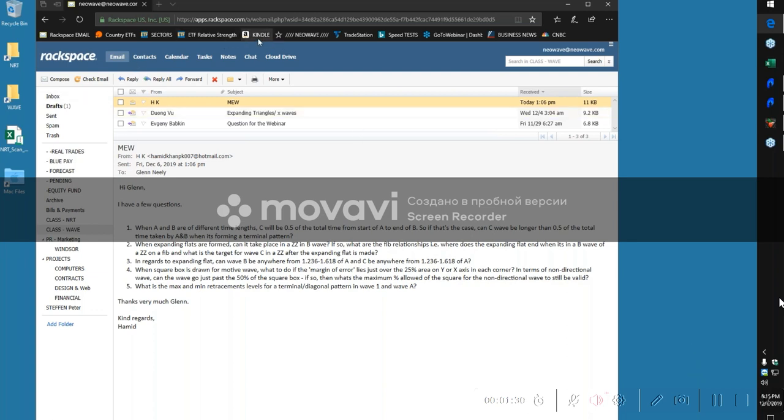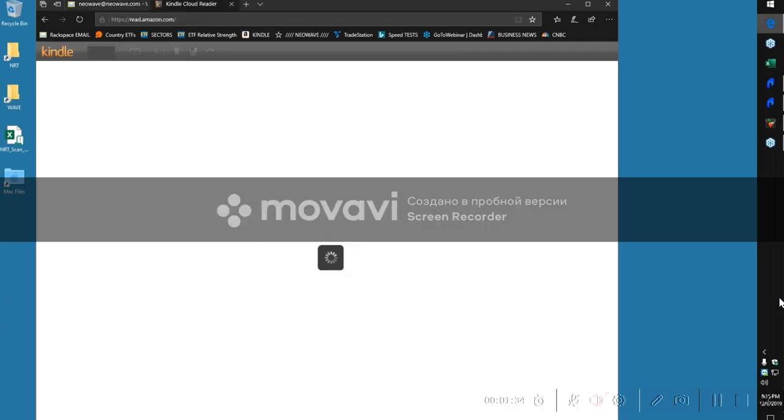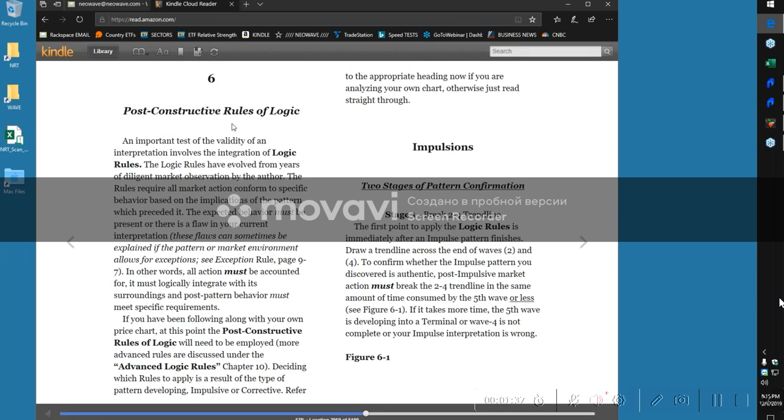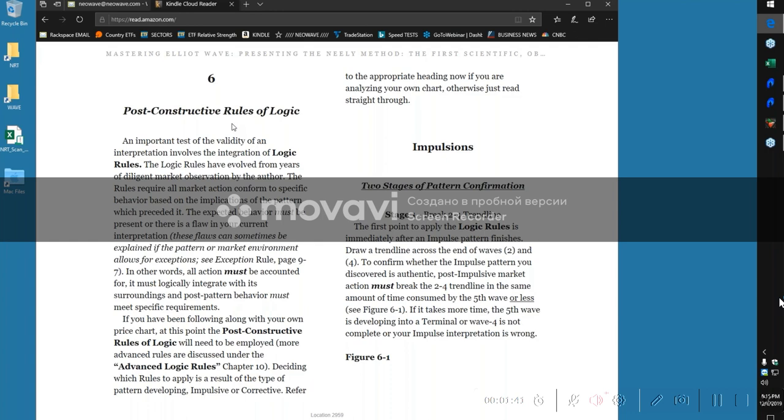It is ironic that the shortest chapter in my book, chapter 6, is probably the most critical chapter of my book. Without the logic rules, what I call the post-constructive logic rules or rules of logic, the whole wave theory pretty much falls apart. It wasn't part of R.N. Elliott's original theory. It's not part of any book I've ever seen on wave theory, but it's the only thing that holds together the theory in a logical way and prevents everyone from having different opinions about the market, because the market judges your analysis by how it behaves after a pattern finishes. So it's the most critical chapter in the book.